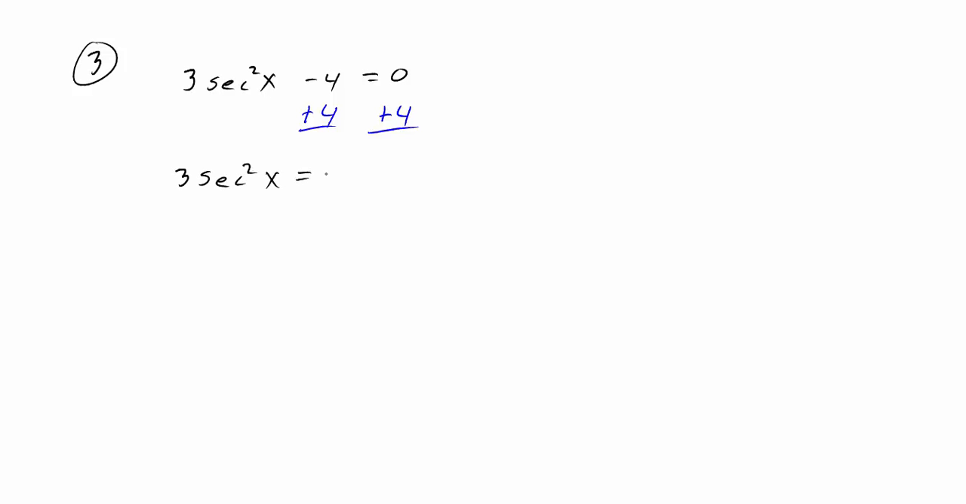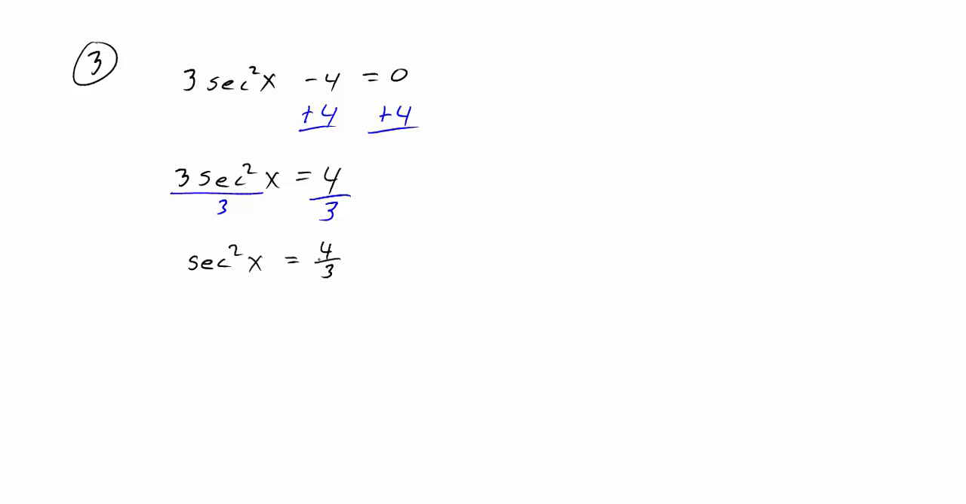All right, the next equation. This one involves a secant. We have 3 secant squared minus 4 equals 0. So once again here, we want to isolate the secant function. So we're going to add 4 to both sides of the equation. And we would have 3 secant squared x equals 4. And then for the multiplication, we want to divide by 3 to cancel out the 3. So we would have secant squared x equals 4/3.